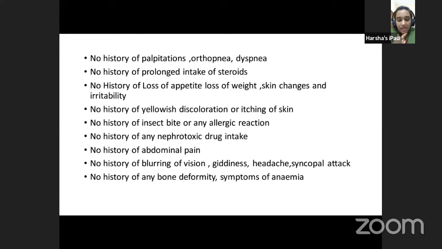Fine, that makes sense. Now again, this insect bite and allergic reaction, the history would be very acute. You would not have a history of edema of 15 days, correct? And ongoing insect bite would not cause such a prolonged duration of edema. So that's very unlikely, I think. Okay. Next is the nephrotoxic drug intake. Okay, that you asked suspecting what?